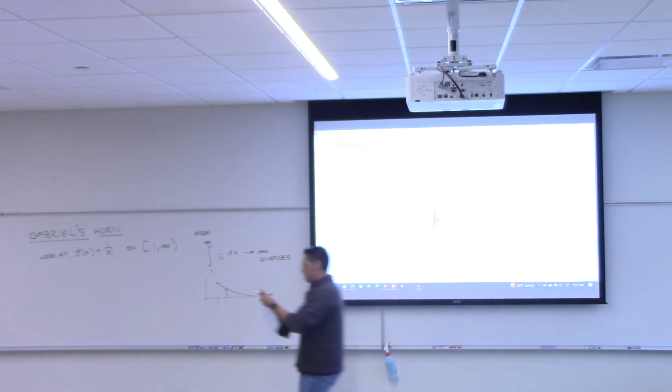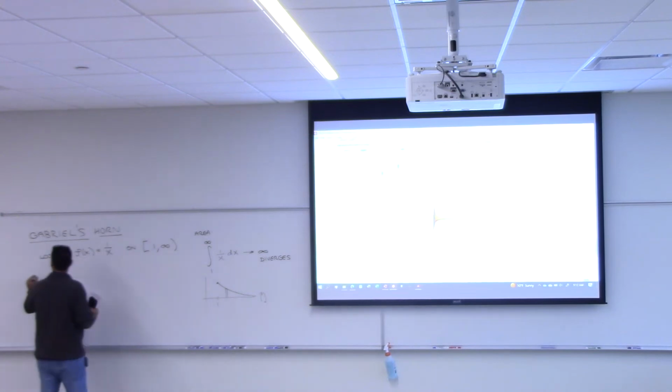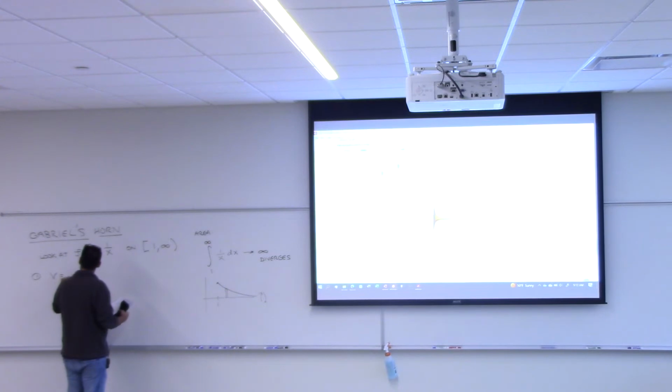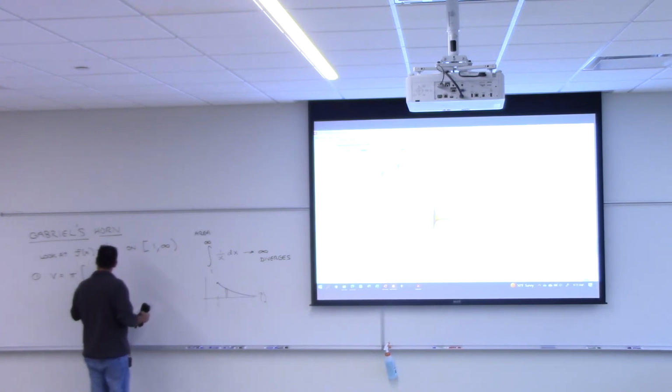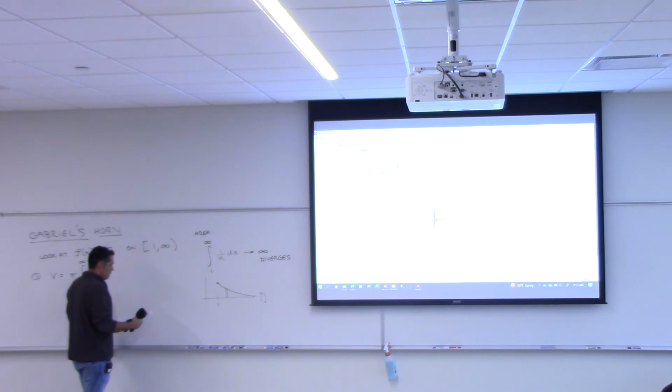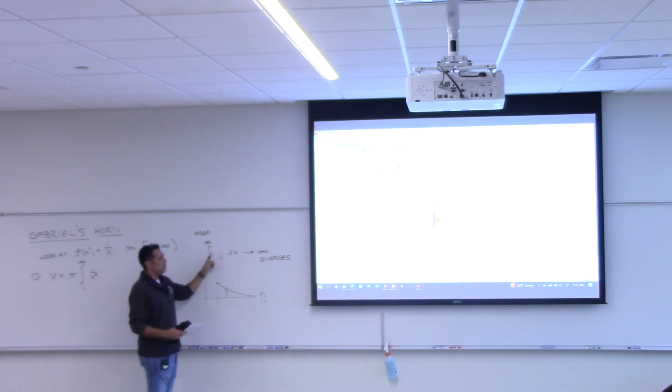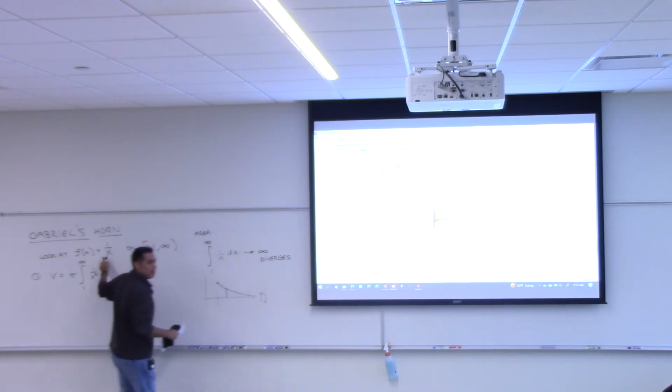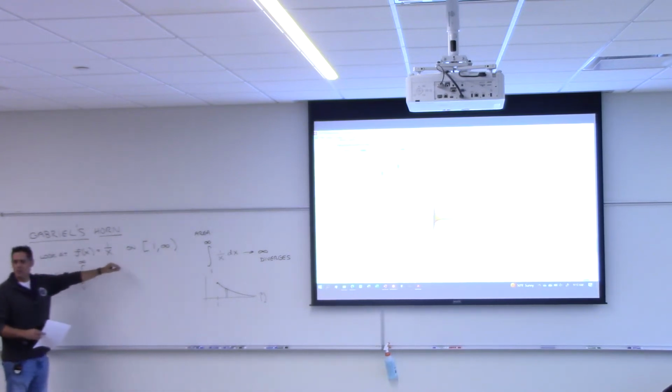The volume will be, so I'm doing part 1. I'll put V equals, because we're finding the volume, pi integral from 1 to infinity. Okay, so we have an improper integral. And then the outer radius squared, which should be 1 over x squared. All I'm doing is squaring this function right here, and subtracting 0 squared, which is just 0. So this is it right here, right?